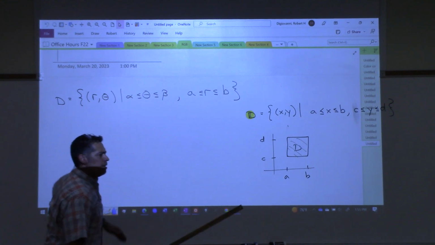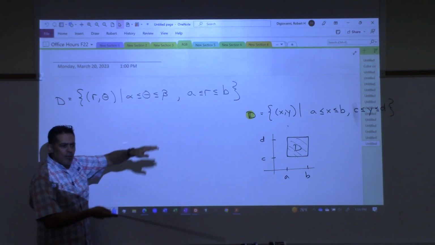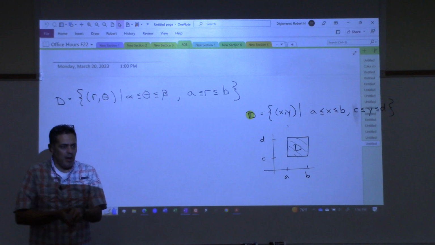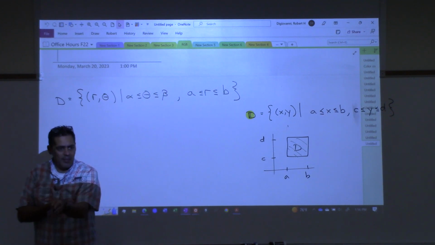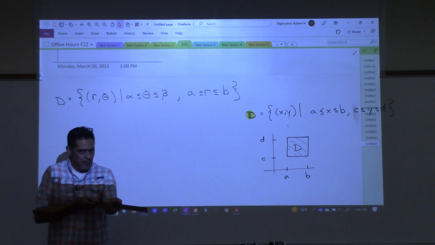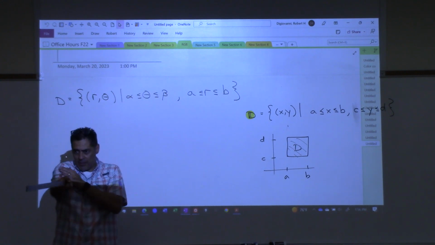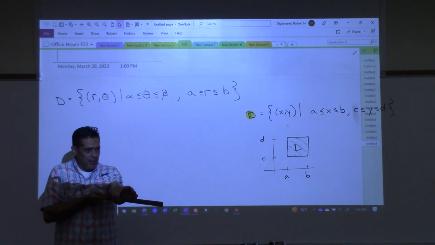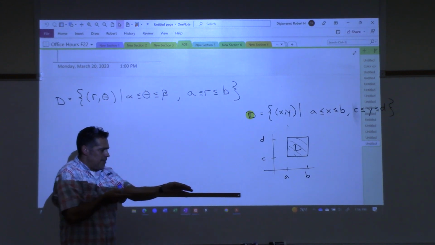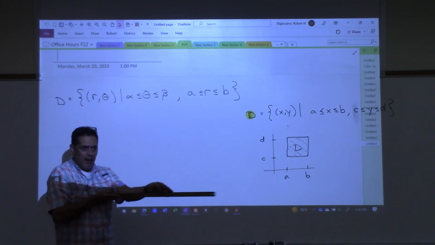Kind of like a pie slice. This is telling you that your angle, you're standing there at the origin, looking out the x-axis. Your angle is between two different angles. So let's say this is alpha, that's me pointing out the x-axis, and then let's say beta. So I can only swing between here and here.